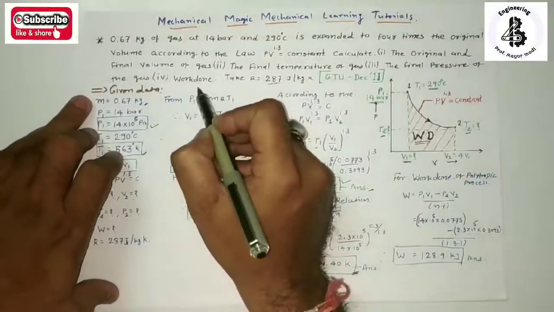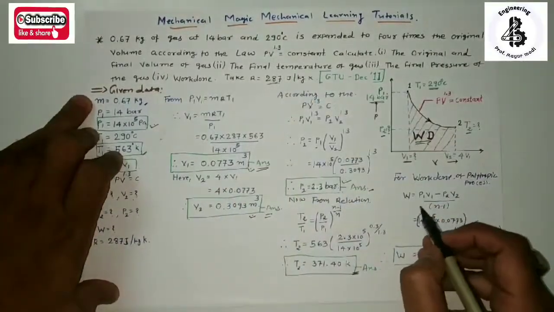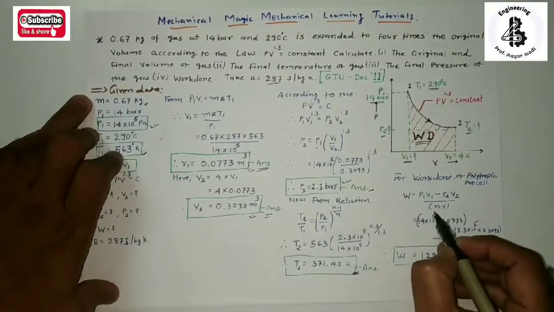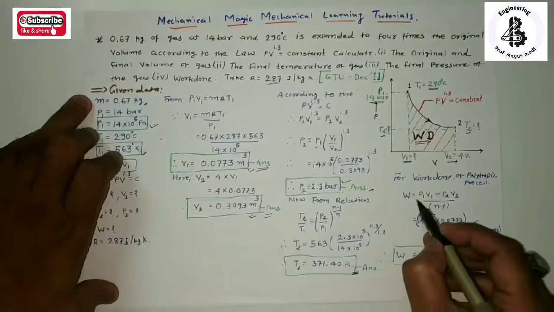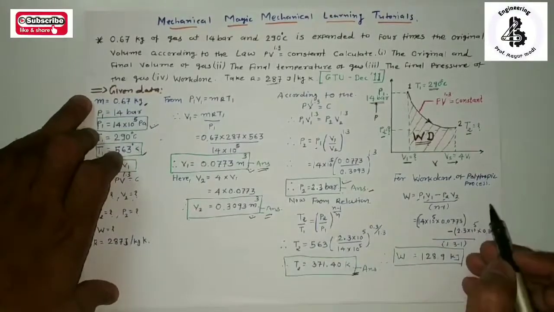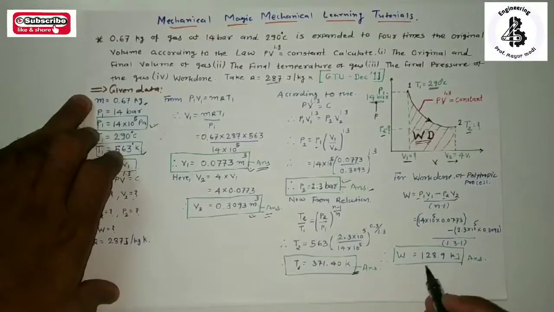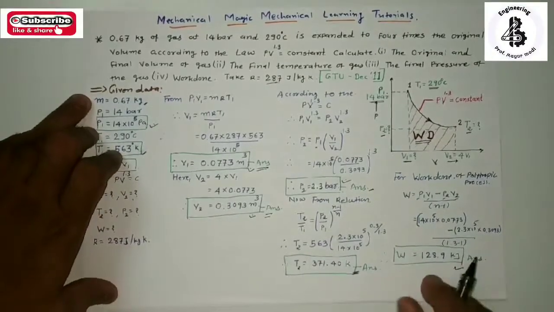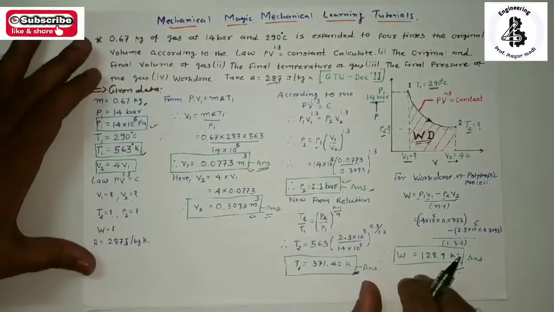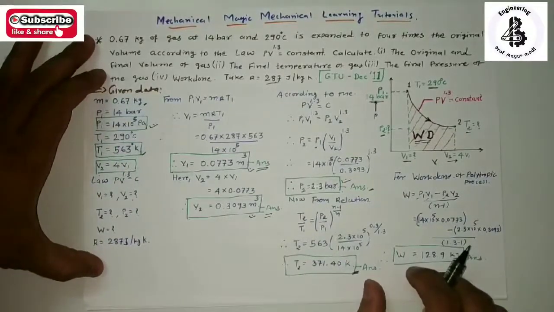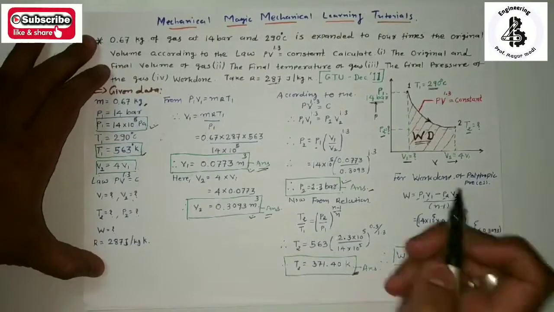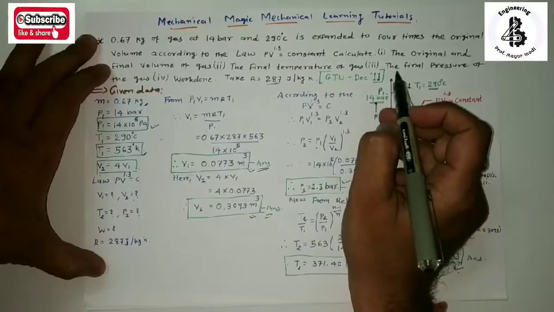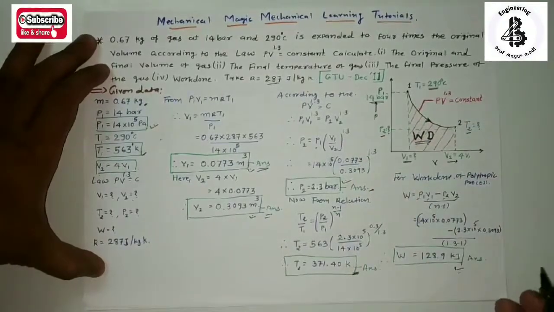Now the last one, the work done by the polytropic process, is W = (P1 V1 - P2 V2) / (n - 1). Put the values of P1, V1, P2 and V2 and you will get the answer: 128.9 kilojoule. So this is a simple method for calculating the original volume, final temperature of the gas, final pressure of the gas and work done by the polytropic process.